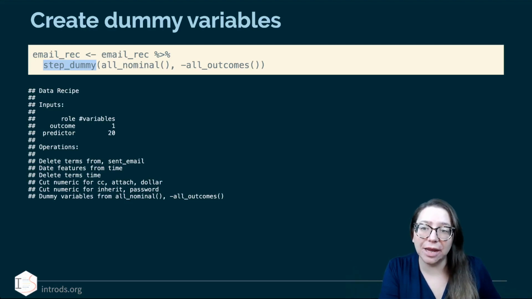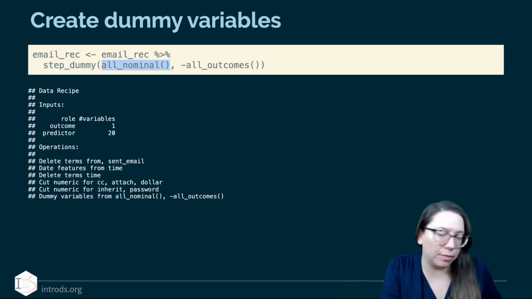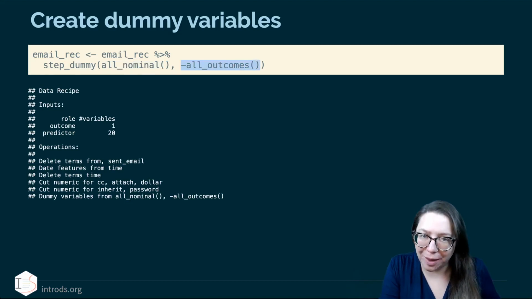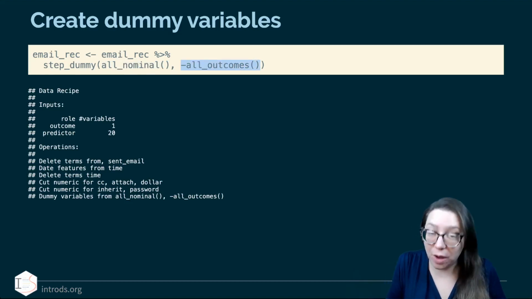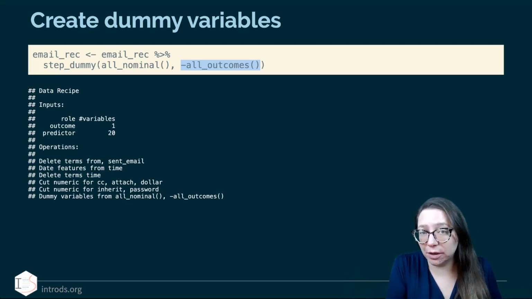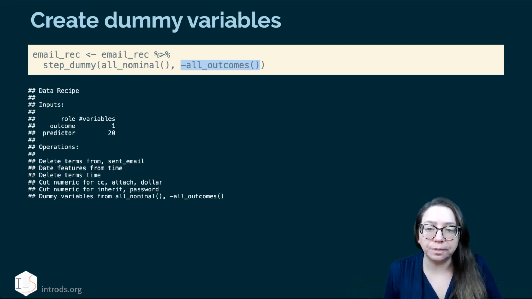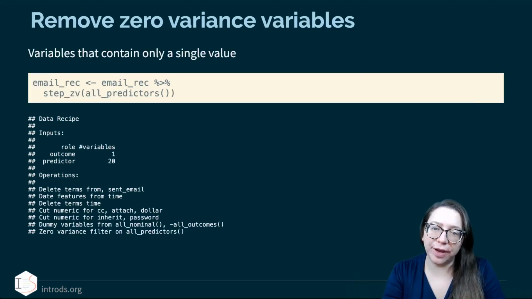What we're saying here is that we want to create dummy variables for all of our nominal variables, so all of our categorical variables, except for the outcome. We don't need a dummy variable for the spam variable, because the notion of a dummy variable really only makes sense in the context of predictors, not our outcome. And then finally, we want to remove zero variance variables.